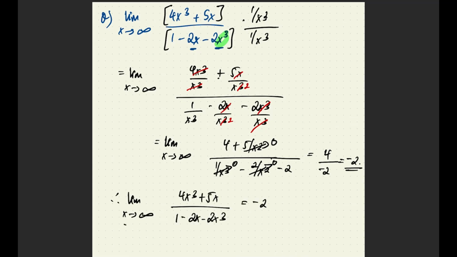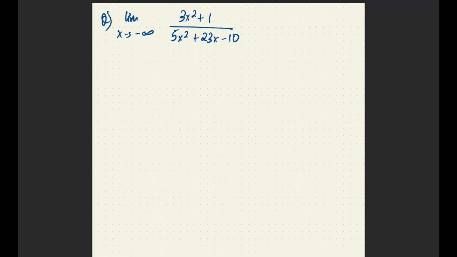And since we are approaching infinity, whether it's positive or negative infinity, and our limit is equal to a real number, we can say that y equals minus 2 is a horizontal asymptote at positive infinity in this case. Positive infinity because we are approaching positive infinity. Okay, so now let's do one final example for this video.